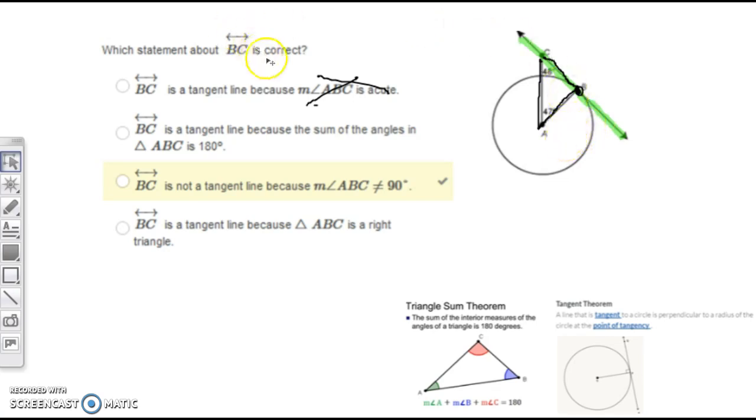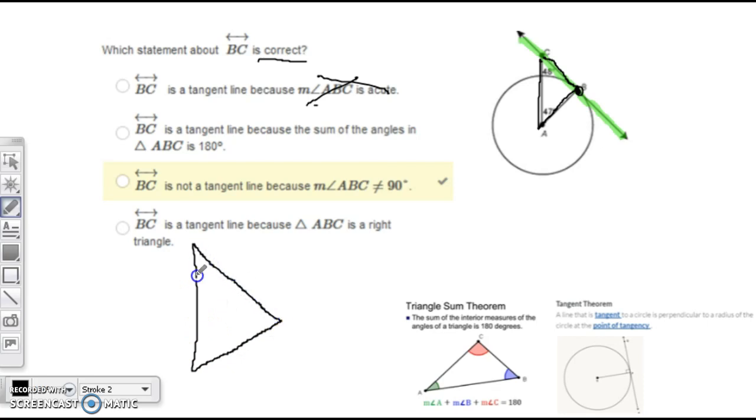It says what is correct about BC. So we're not exactly sure if that one's tangent or not. That's what we're trying to verify. And in order to verify it, it would have to make a 90-degree angle. Goodness gracious. Sorry, this explanation is all over the place.